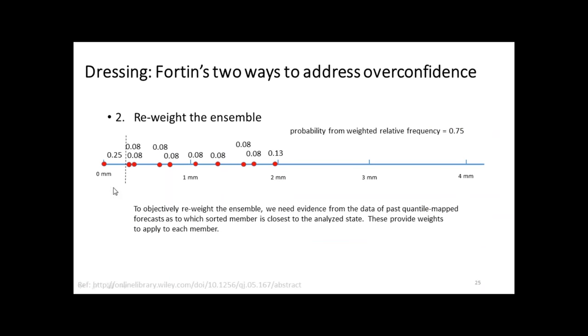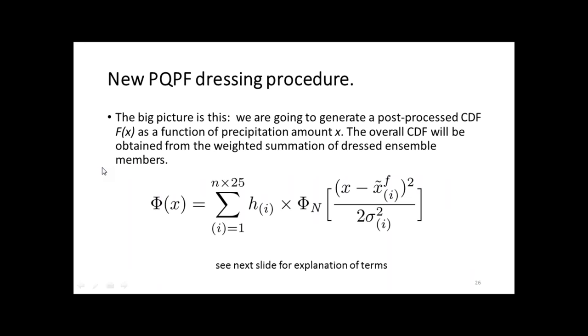Another thing that you could do is this: if you have information that suggests that after you've done your previous quantile mapping step, the outlying sorted ensemble members, let's say, end up being closer to the analyzed amount than the interior members, this might provide some objective evidence for a reweighting of that ensemble. So let's just say that here you had a 25% probability of that lowest ensemble member being the closest. Well, that changes you from that original 90% to a 25%. So we'd like to develop a data-informed way of applying that Vincent Fortin concept here.